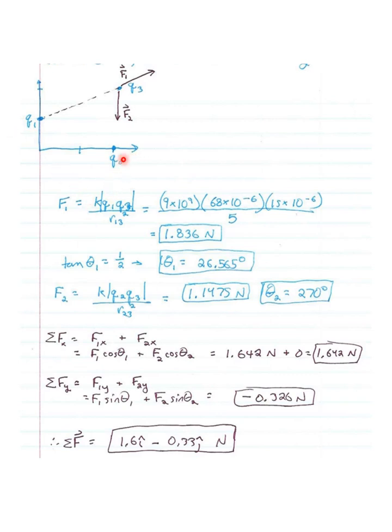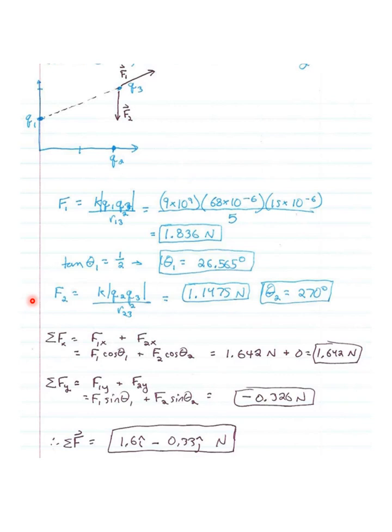Now, let's look at what charge 2 is doing. Well, it's attracting charge 3 because those are opposite charges. So the force that 2 is exerting on 3 is K times Q2, Q3, again absolute values, over the distance between 2 and 3 squared. And you can plug those in, and their distance is 2. So we're going to square it and get 4. And we get 1.1475 newtons. And the angle, obviously, it's straight down in the negative y direction, so it is 270 degrees.